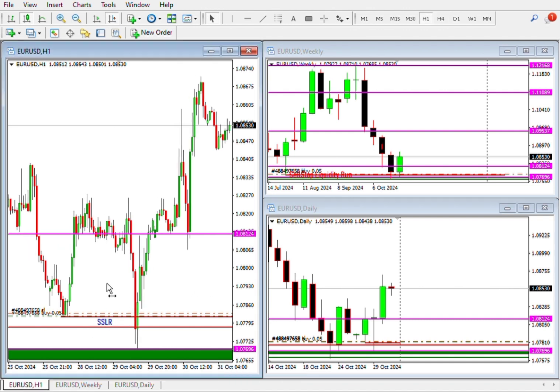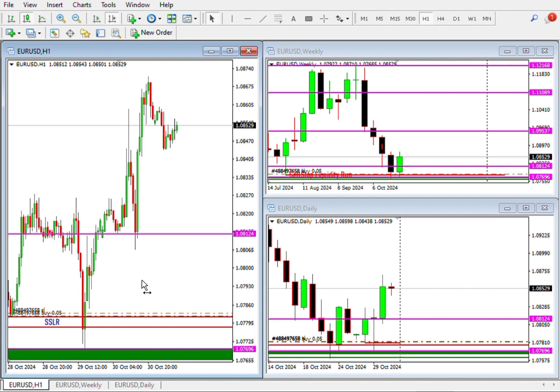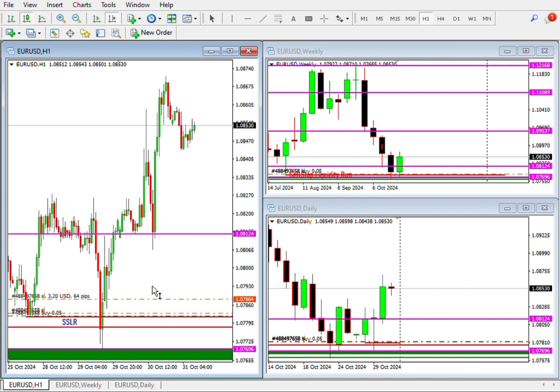Okay, so the trade premise was based on the weekly, and it was a weekly return to true mitigation block, sell stop liquidity run of a weekly low into a fair value gap, which was a buy side imbalance, sell side inefficiency. Once that sell side was delivered there, I started looking for buys on EURUSD.